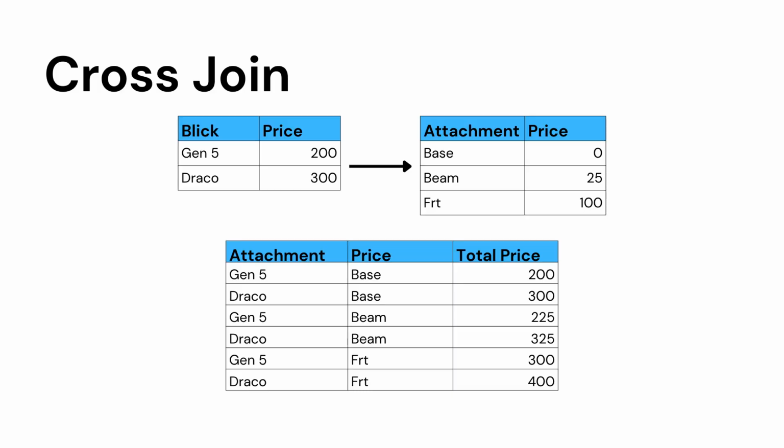And we can add a little aggregate function on the end if you want to get the total price with the attachments. And don't ask me why these blicks are so cheap. Somebody probably caught their first hat with it. And just like a Gen or just like a Draco, cross joins could be dangerous because of how fast they grow.